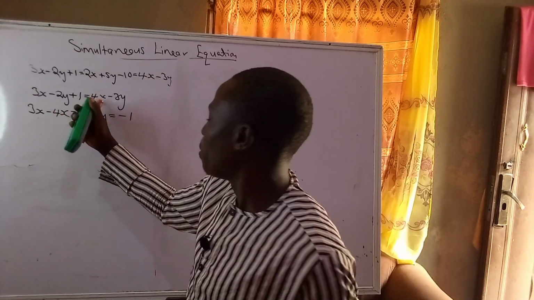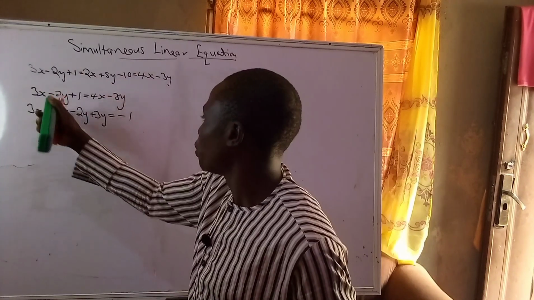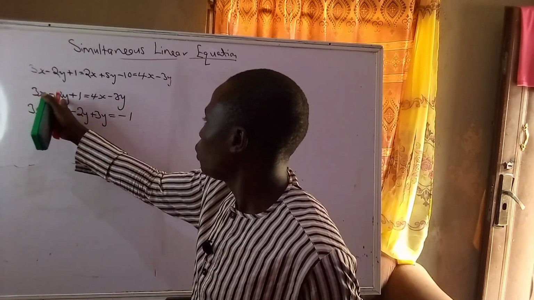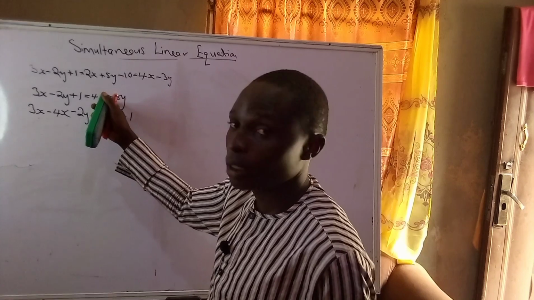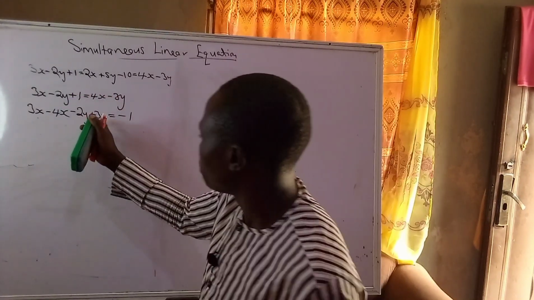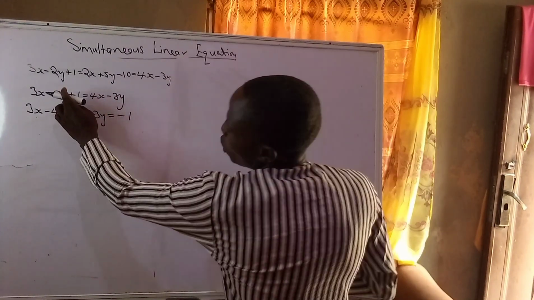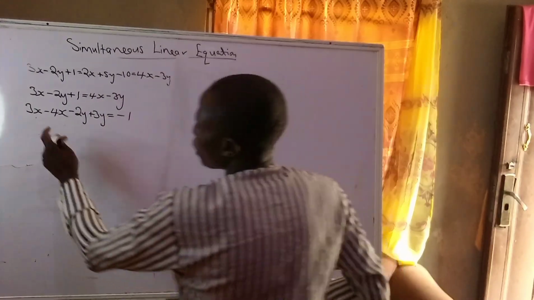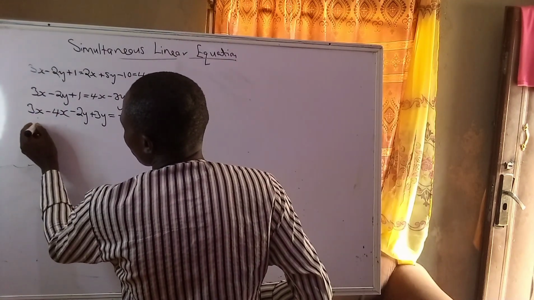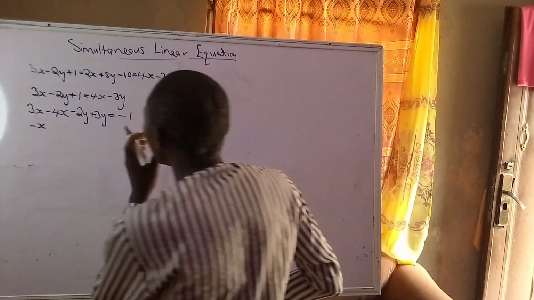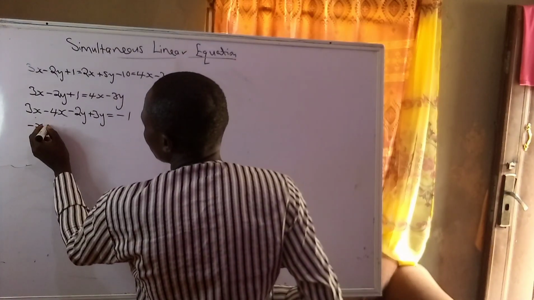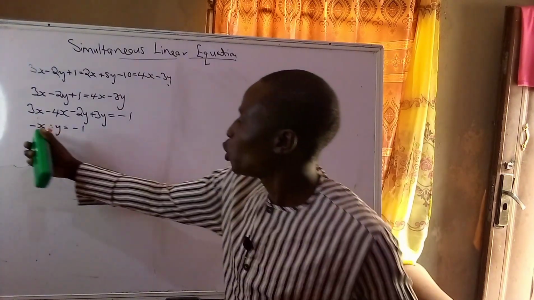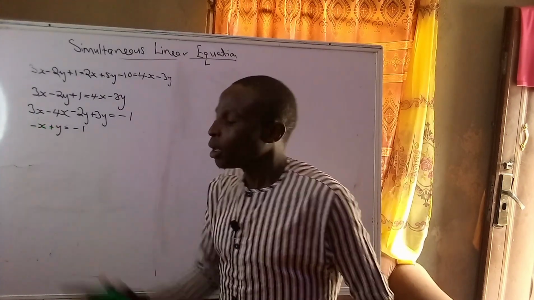3x minus 4x, because here is a positive sign, by crossing this bridge it became negative, then minus 2y, look at it, then plus, in here it is negative, by crossing this particular bridge it became positive, then equals to, this is plus 1, then by crossing this bridge it became negative. So now 3x minus 4x is minus x, then minus 2 plus 3 is plus y is equal to minus 1.